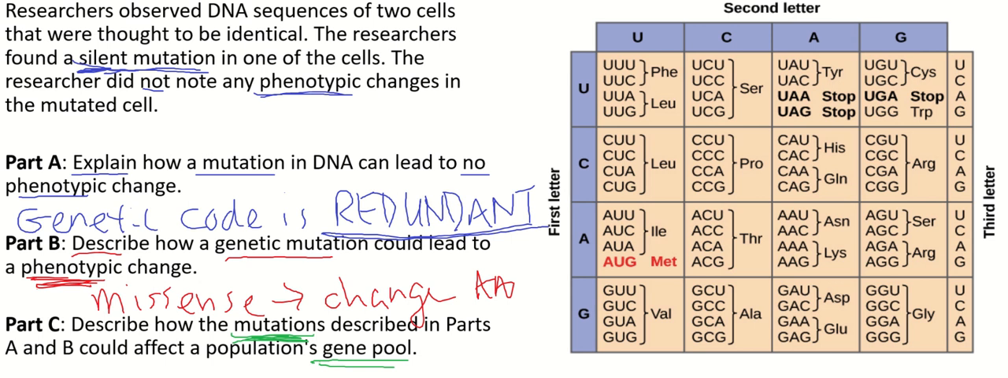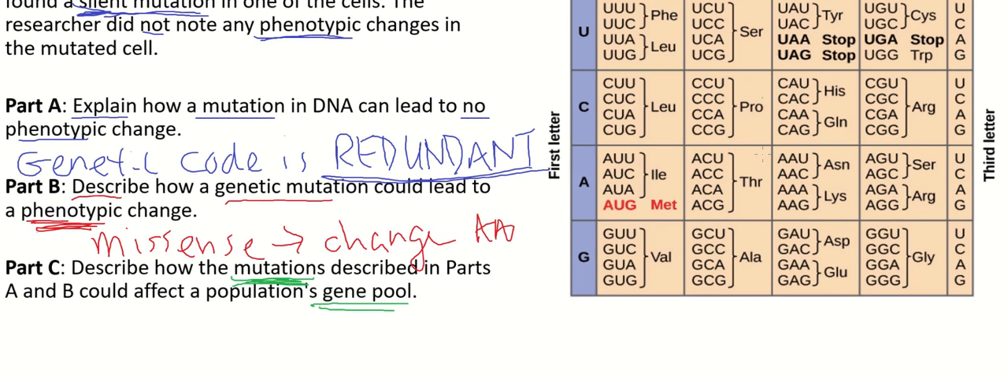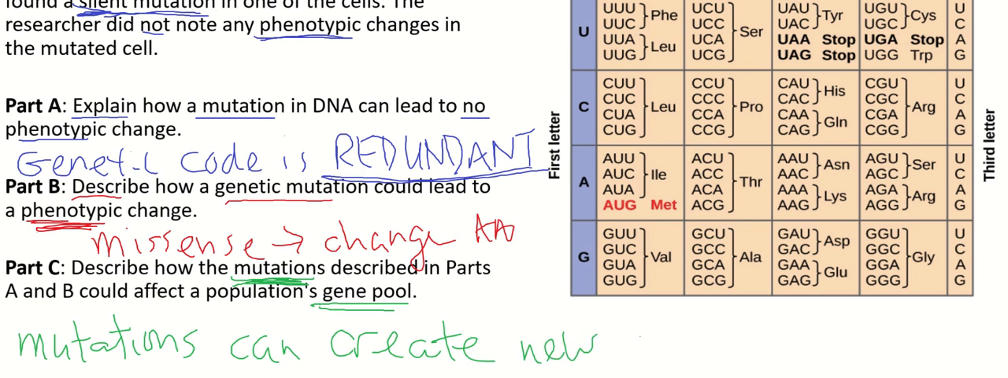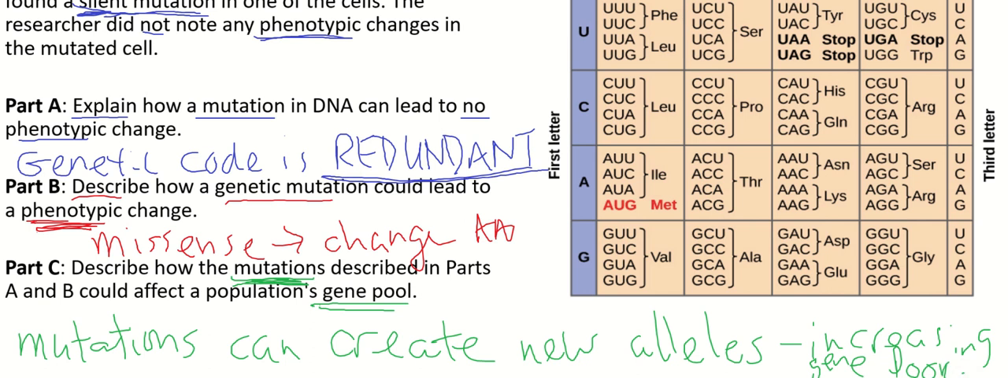It can add. Mutations, I'm running out of space. Mutations can create new alleles. Those alleles are versions of genes, which increases the gene pool. You can say increasing the gene pool. That means there's more variation. Increasing gene pool. All right. Study this video.